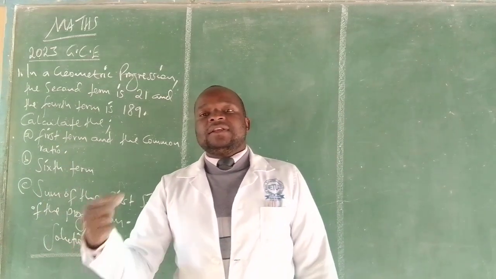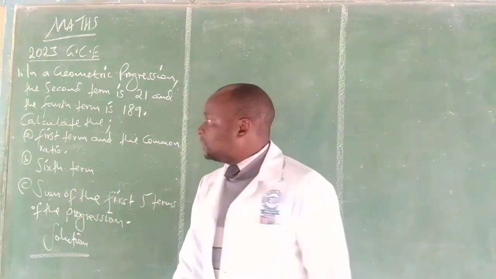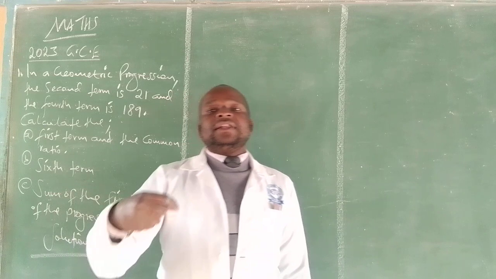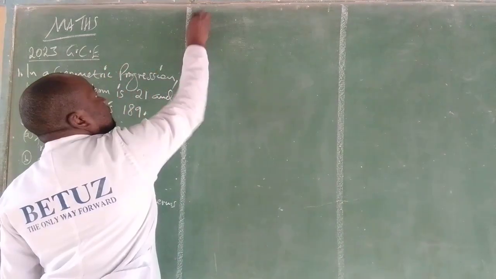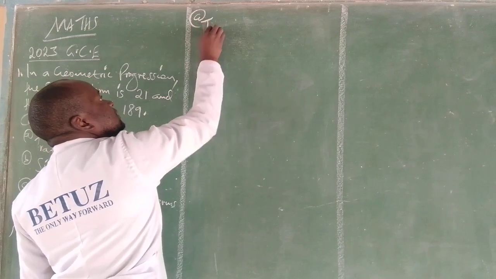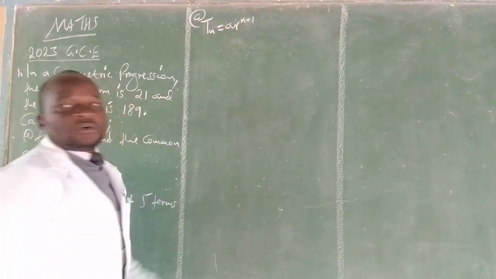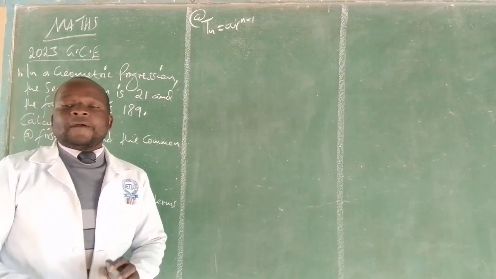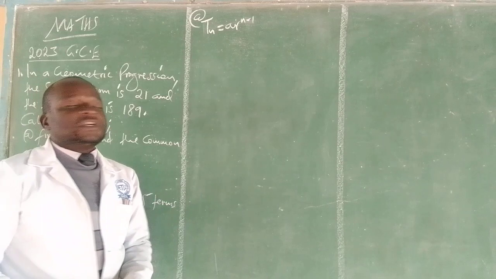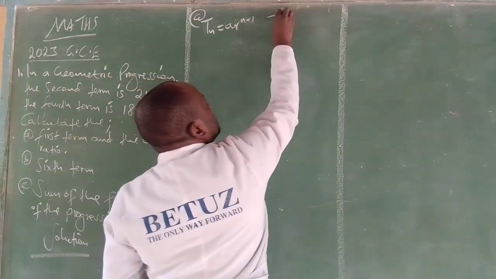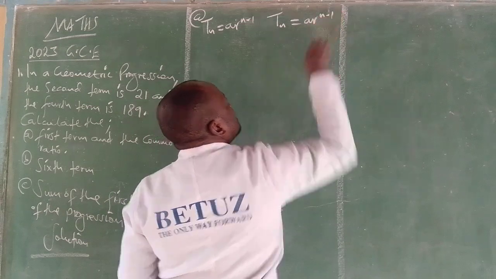To find the first term and the common ratio in this kind of question, you bring in the formula for the nth term of the GP. Write Tn is equal to AR to the power n minus 1. Write this formula twice because we want to create two equations which should be solved simultaneously.